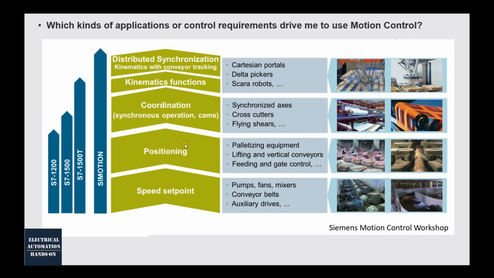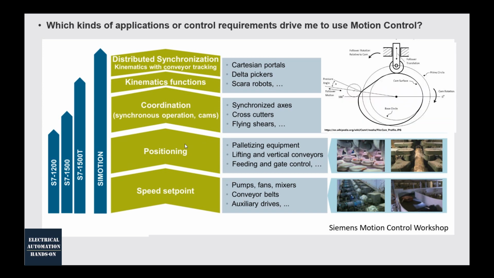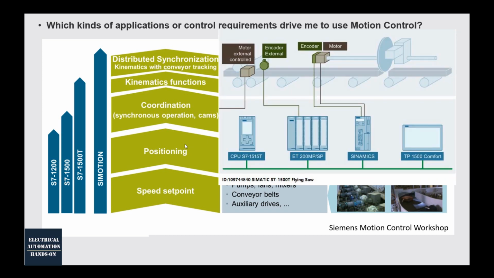And based on the positioning control, you have to do some synchronized operation. For example, use the gear based on the speed or based on the position. Or you have to do the cam control, or do the synchronization. The slave needs to synchronize with the master axis. Basically, the flying saw will use this control method.